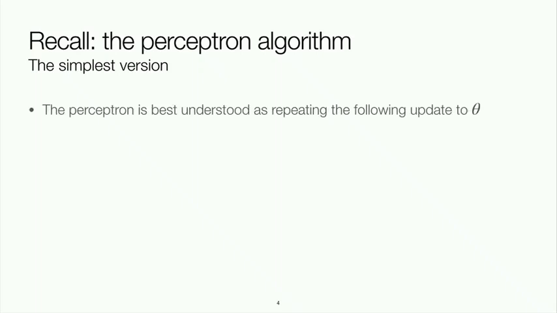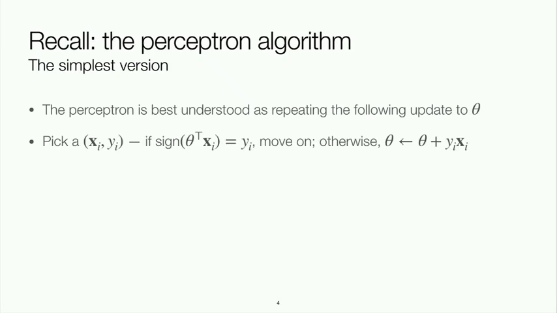And if you'll remember, the perceptron is an extremely simple algorithm. In its simplest form, it repeats the following update to your parameters theta. You pick some data point from your training set, xi, yi. It doesn't exactly matter how you pick it. It could be random, you could be going in order. And then you evaluate your current model's prediction on that data point, which is sign of theta transpose xi.